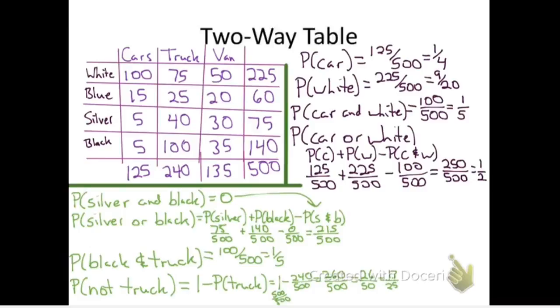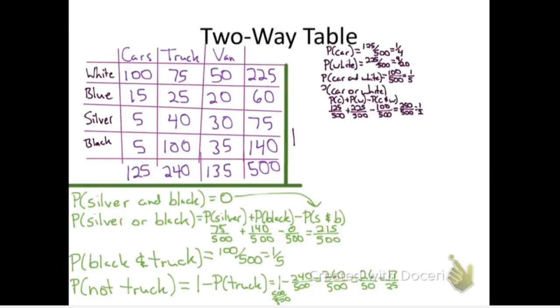Now, one last one we'll look at is the probability that it's not a van and it's black.